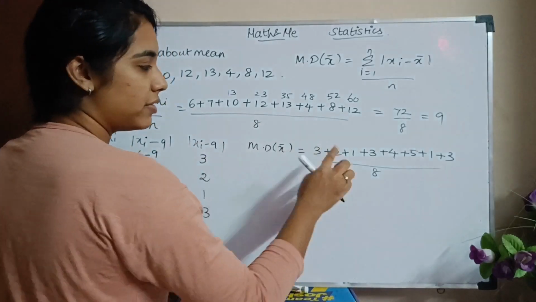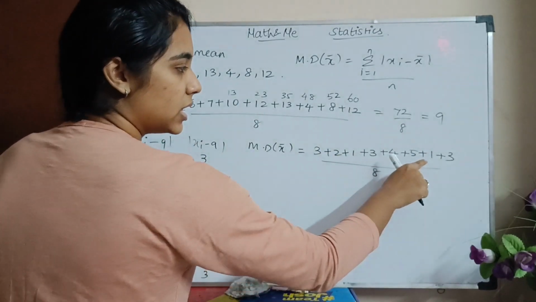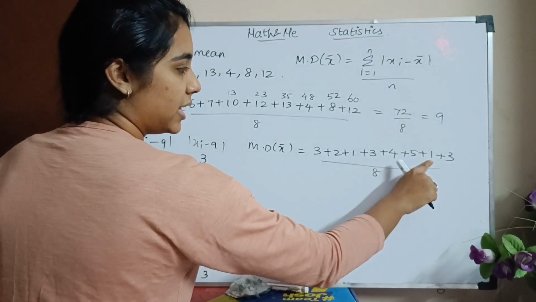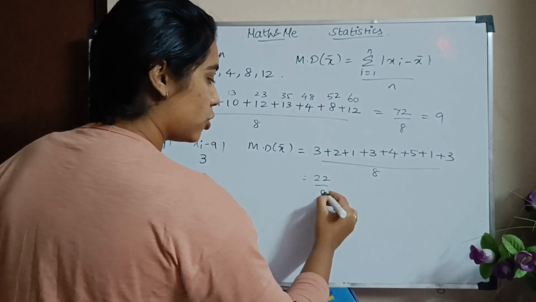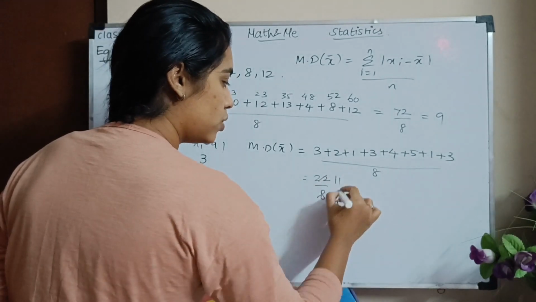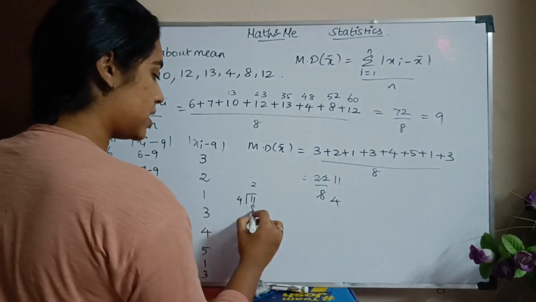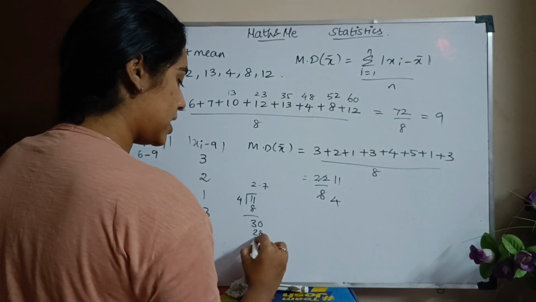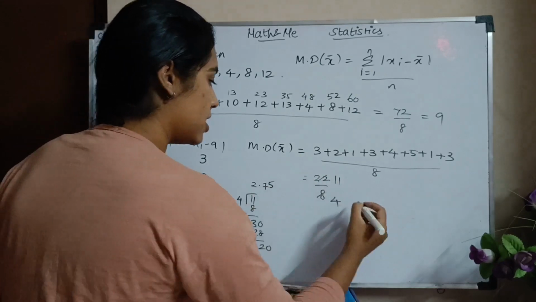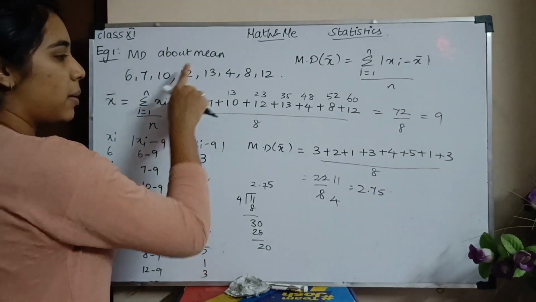3 plus 2, 5. 5 plus 1, 6. 6 plus 3, 9. 9 plus 4, 13. 13 plus 5, 18, 19, 20, 21, 22. So it is 22 divided by 8. 2 table poguma, 2 4s are, 2 11s are. So I have to do 11 divided by 4, which is 4 2s are 8, 3, 30, 4 7s are 28, 2, 0, 4 5s are. So it will be 2.75. So this is my mean deviation about the mean.